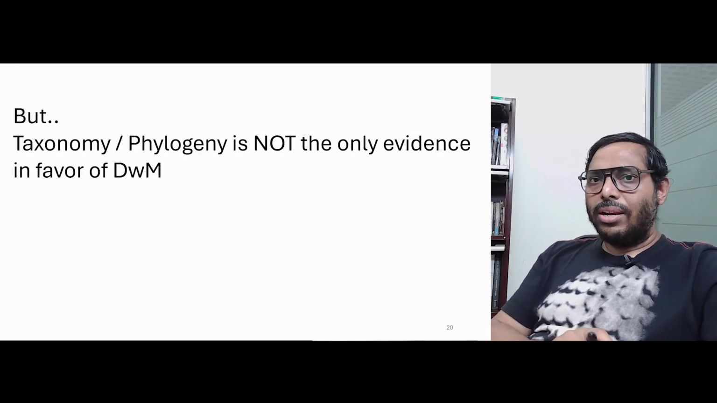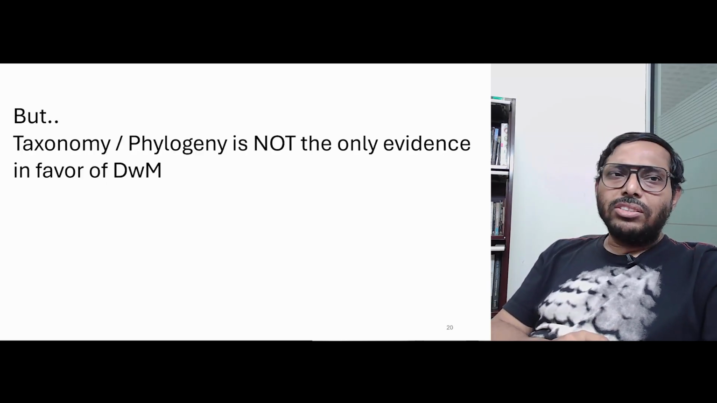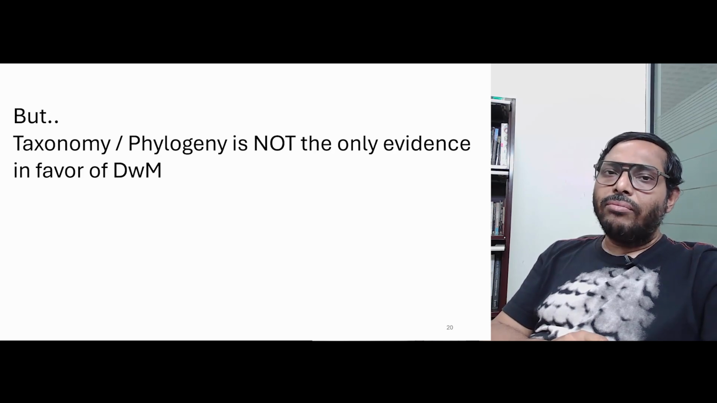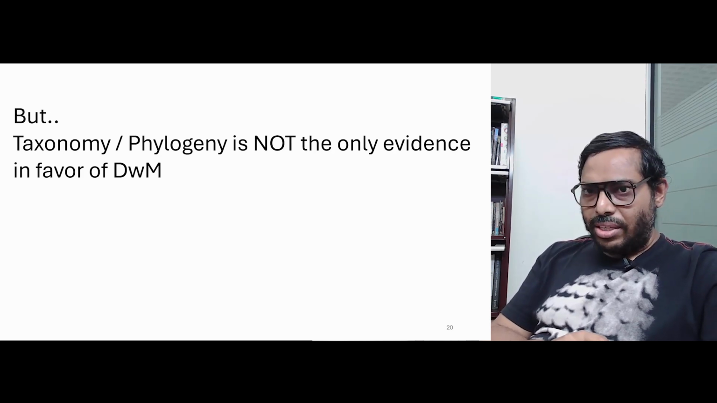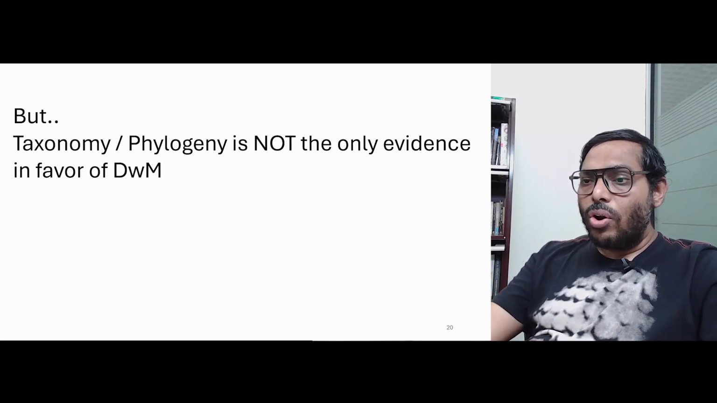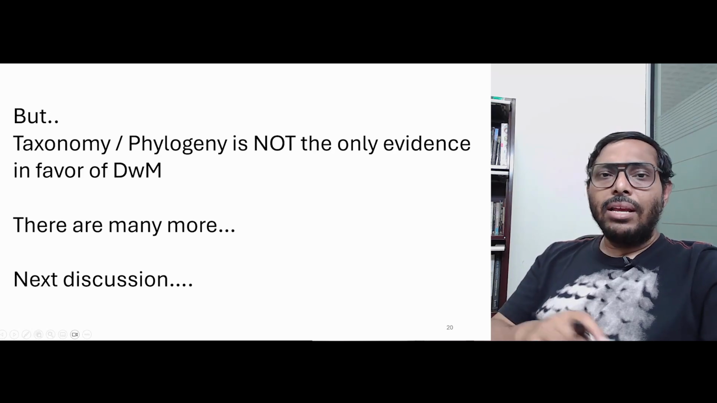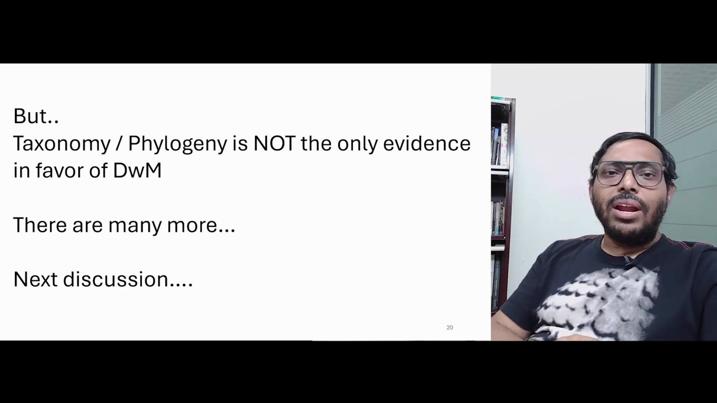However, taxonomy or phylogeny is not the only evidence in favor of descent with modification. There are actually many more, and that is what we are going to look at in our next discussion.